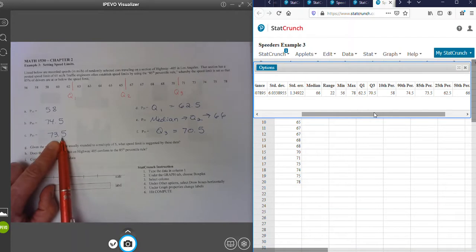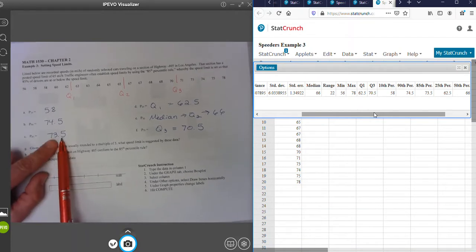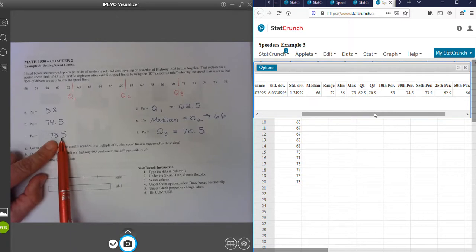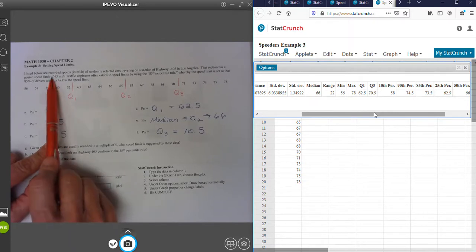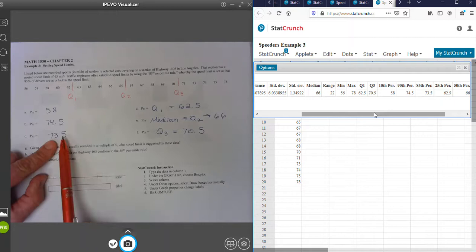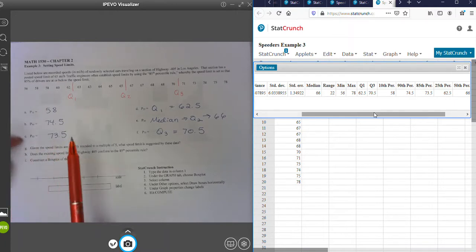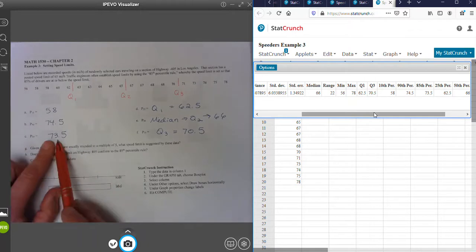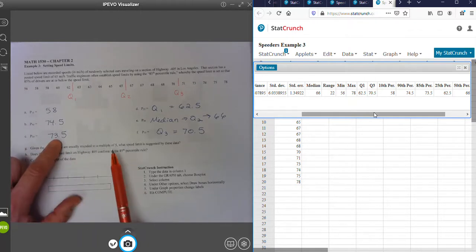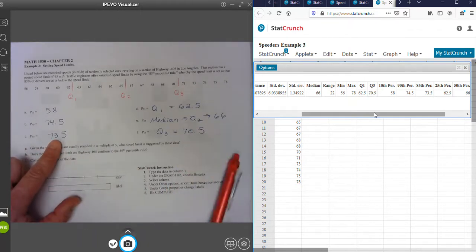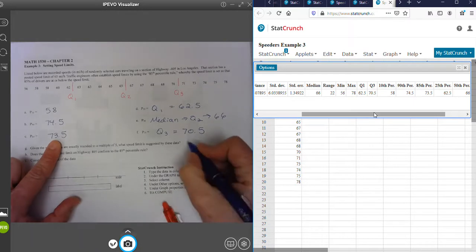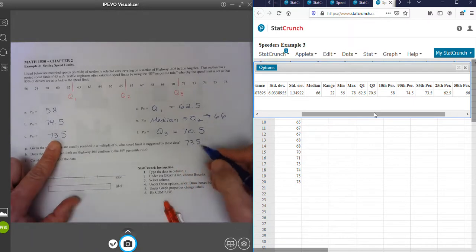So we need to decide what the speed limit should be on this road. It is set at 65. However, 85% of drivers are going 73.5 miles per hour or below. So if we needed to set the speed limit for this road, we would need to look at that, which the 85th percentile would be 73.5. But since we normally put speed limits at multiples of 5, we would probably set that speed limit at 75 miles per hour.